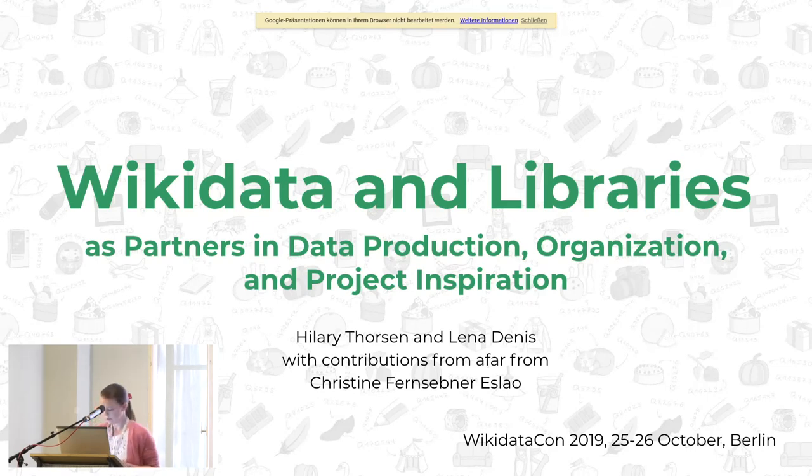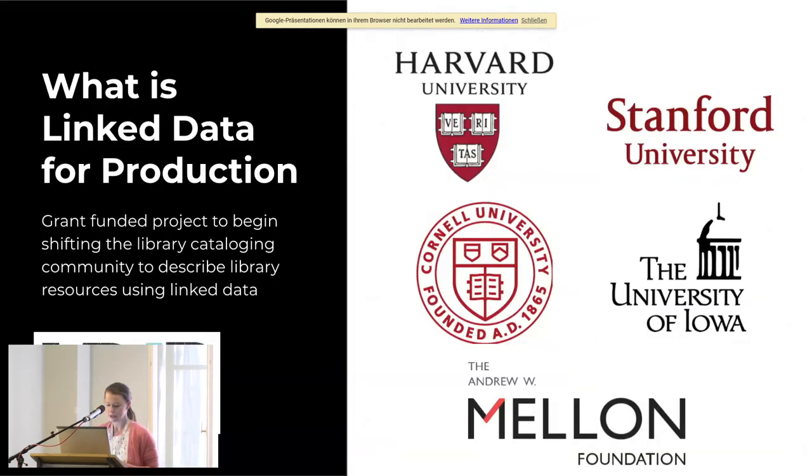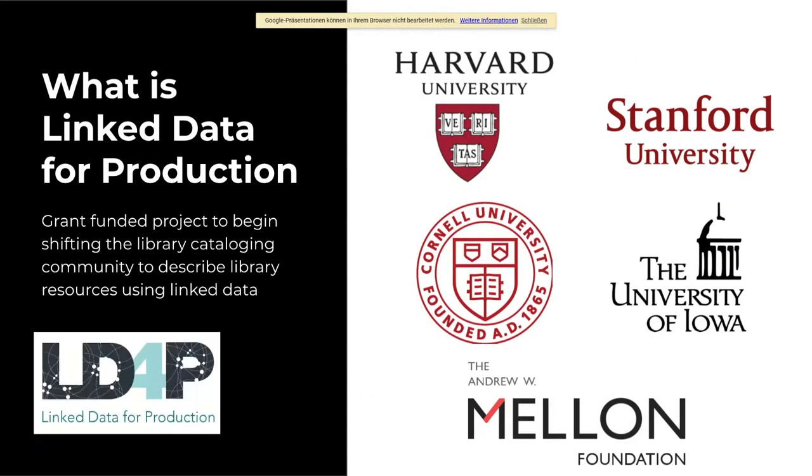And our work as part of the Linked Data for Production project. So Linked Data for Production is in its second phase called Pathway for Implementation, and it's an Andrew W. Mellon Foundation grant involving the partnership of several universities with the goal of constructing a pathway for shifting the catalog community to begin describing library resources with linked data. And it builds upon a previous grant, but this iteration is focused on the practical aspects of the transition.